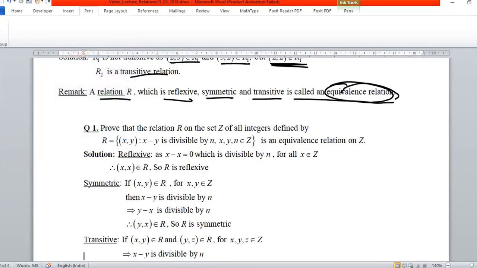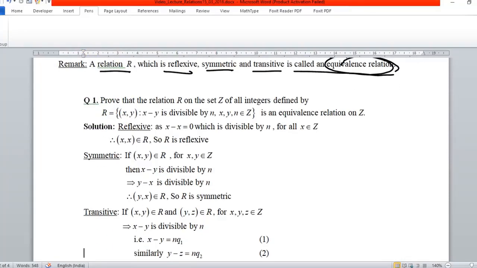Now let us take a few important examples as well as questions which can be asked in your board exams. Let us take the first question.